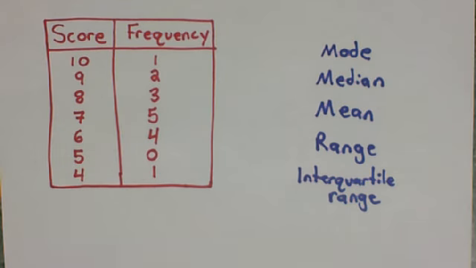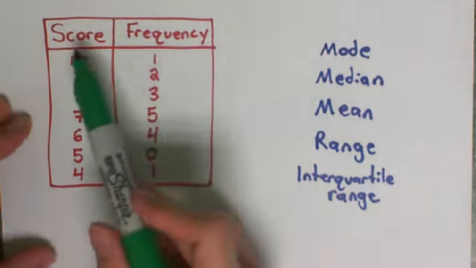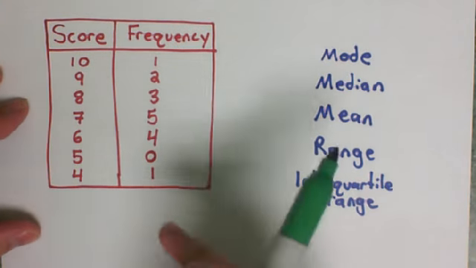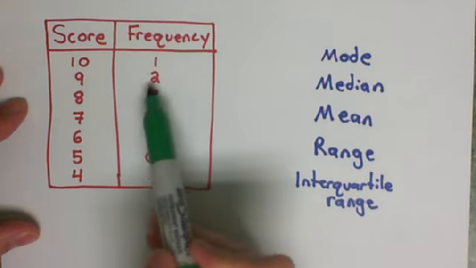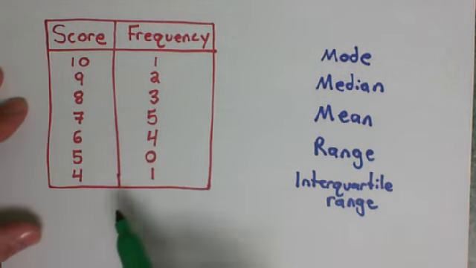Today we're going to take what we were working on yesterday and just do it with frequency tables. This is an example of a frequency table that's showing a score maybe on a quiz and how many people got that score. So we know that one person got the 10, 2 people got the 9, 3 people got the 8, and so on down the list.